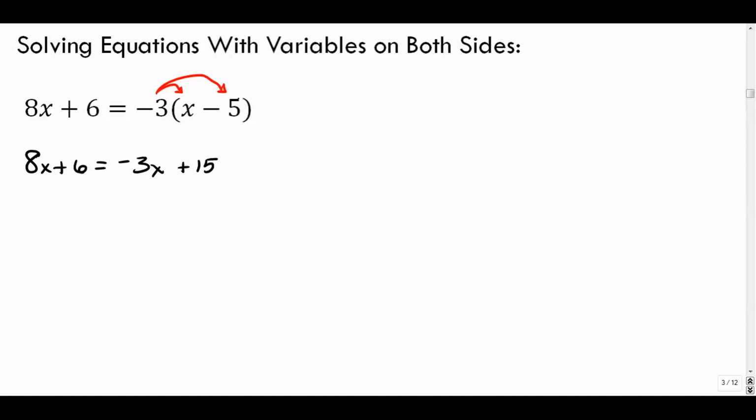and now we have variables on both sides. So my strategy for that is to locate the x term with the bigger coefficient, which is 8 in this case. Keep that where it is and then move the other one over to it. In other words, if it's a negative 3x, we want to move that over to the left. So you have to do the inverse operation of negative 3x. Those will cancel. 8 plus 3 is 11.